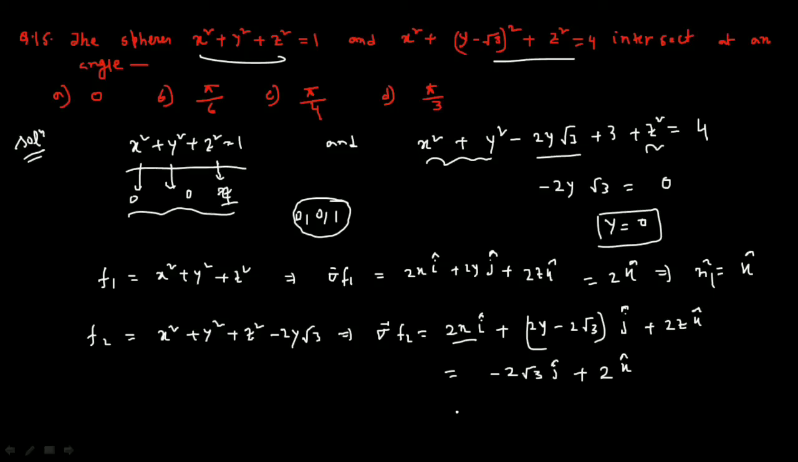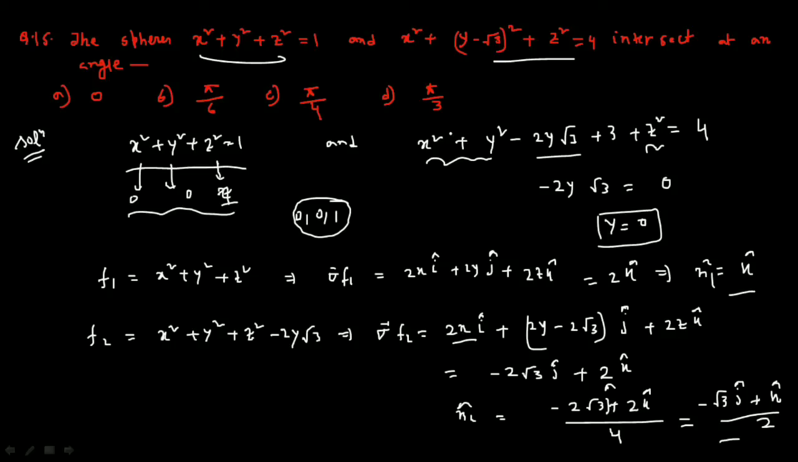So what will be the n2 cap? n2 cap will be this unit vector, minus 2 root 3 j cap plus 2 k cap, divided by the square root of 4 into 3 is 12, 12 plus 4 is 16, that will be 4. If we divide by 2, you will have minus root 3 j cap plus k cap upon 2. So this is n1 cap and this is n2 cap.